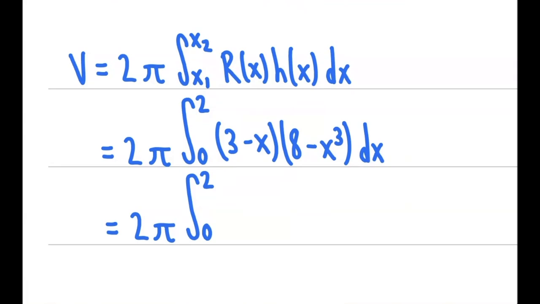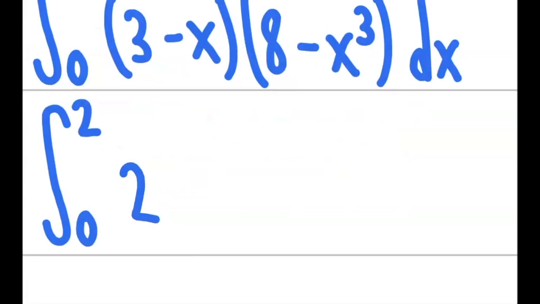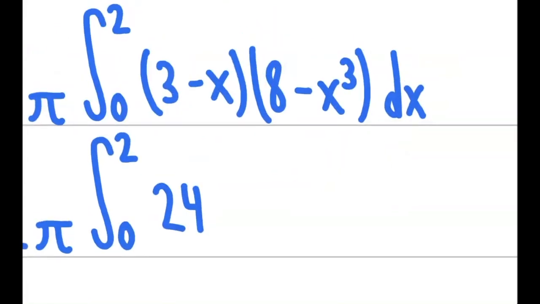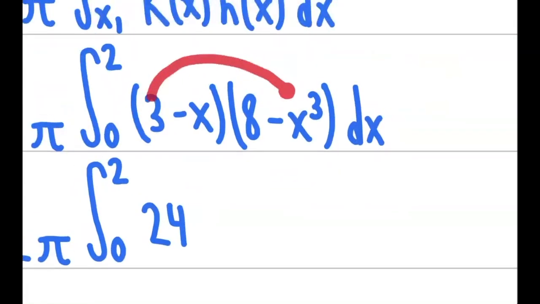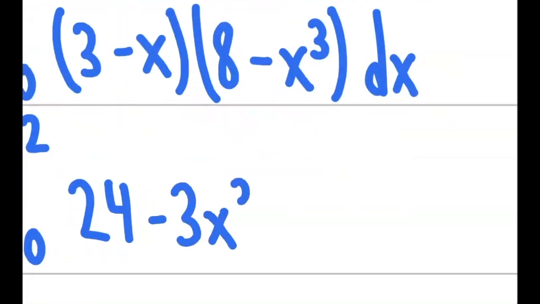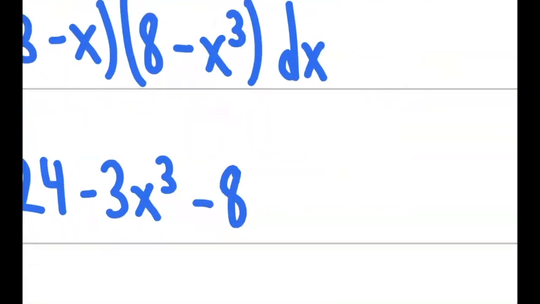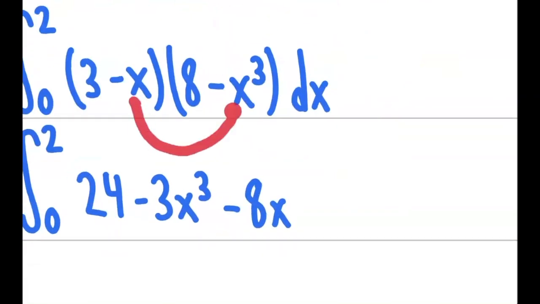Anyway, let's do this integral. So we have to use the FOIL method. So first, 3 times 8. It's 24. Yes, and then outer. Negative x times 3x cubed. Yes, minus 3x cubed. Okay. And then inner. Minus 8x. Yes. And then last. Plus x to the 4th.